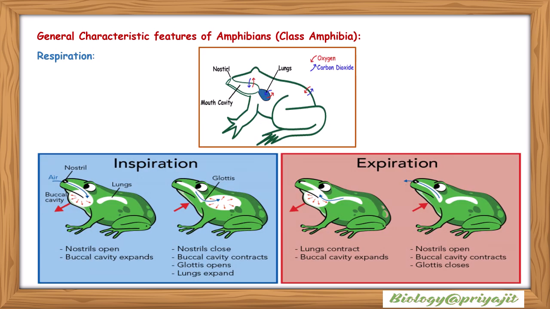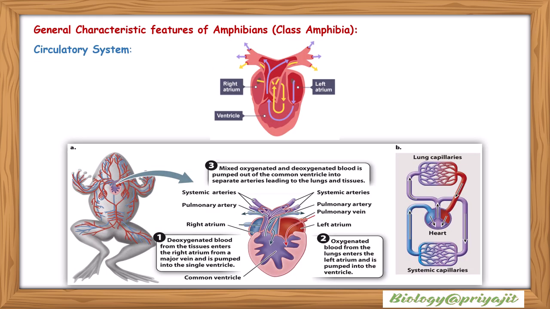Respiration in adults occurs through lungs, moist skin and the buccopharyngeal cavity. Larvae respire through external gills, which may persist in some adults like Necturus. Their nostrils open into the buccal cavity for air intake.